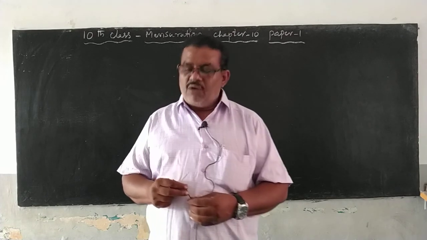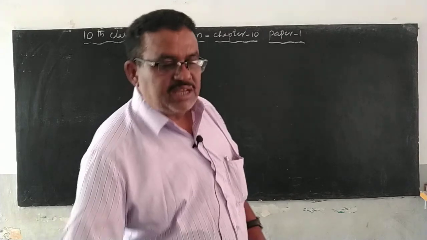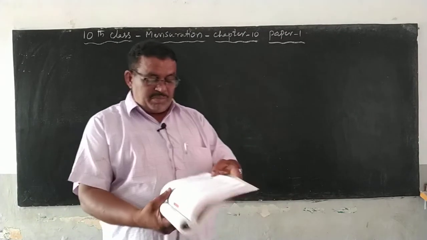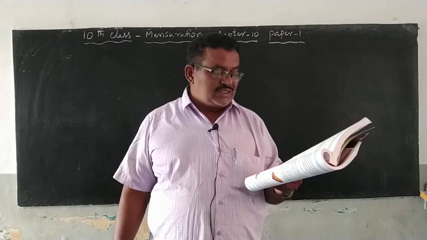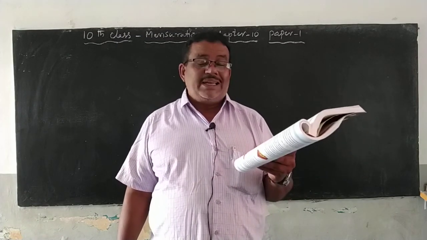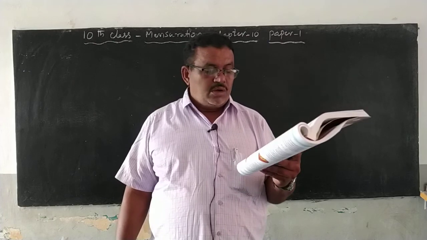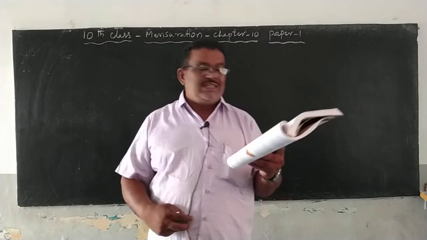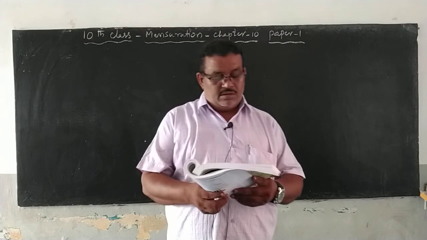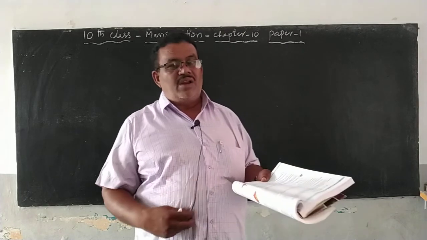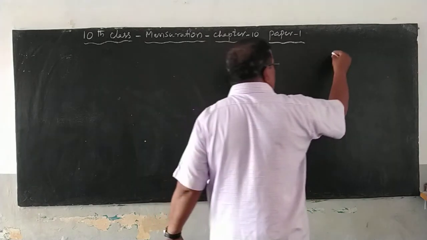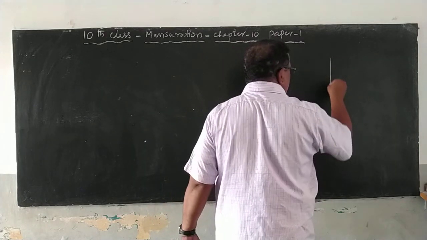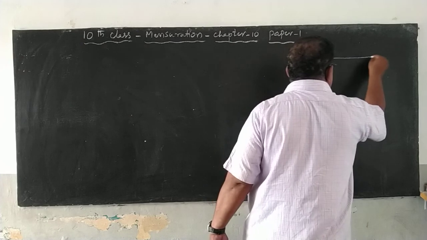Okay children, now we are going to discuss the problem in this exercise. The third problem is: find the volume of the largest right circular cone that can be cut out of a cube whose edge is 7 centimeters. It should be cut out from the cube. So first of all, we have to draw a cube.